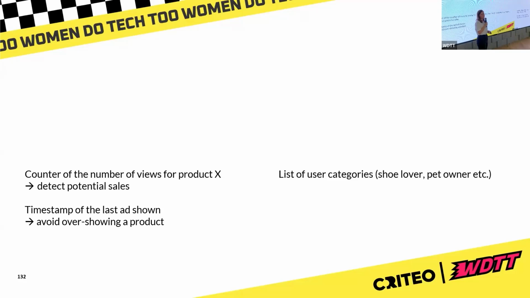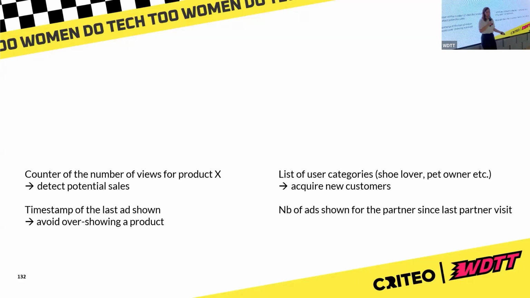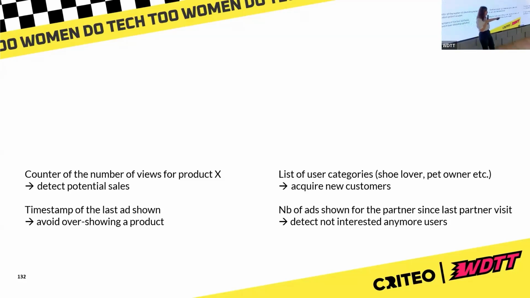We can have the list of user categories. So for example, are you a shoe lover, a pet owner, etc. This allows us to acquire new customers, so to do the consideration phase. And finally, this one is quite complicated. It's, for example, the number of times we showed you an ad since you visited the last partner. It's just, for example, to detect if you are not interested anymore in the brand.